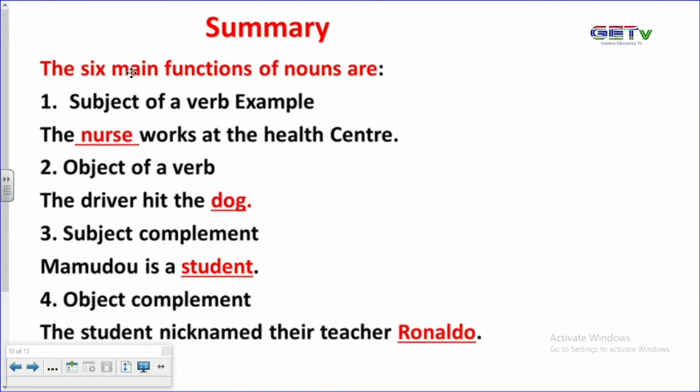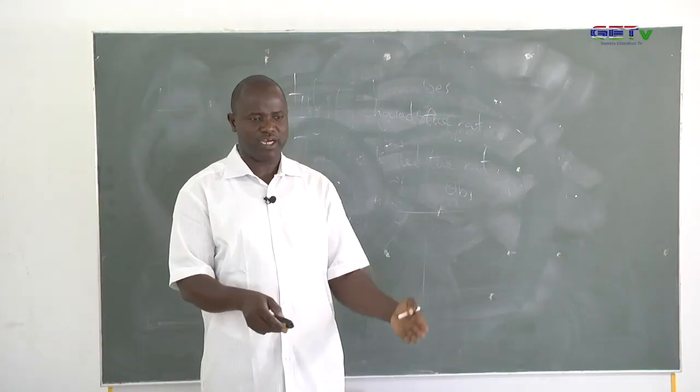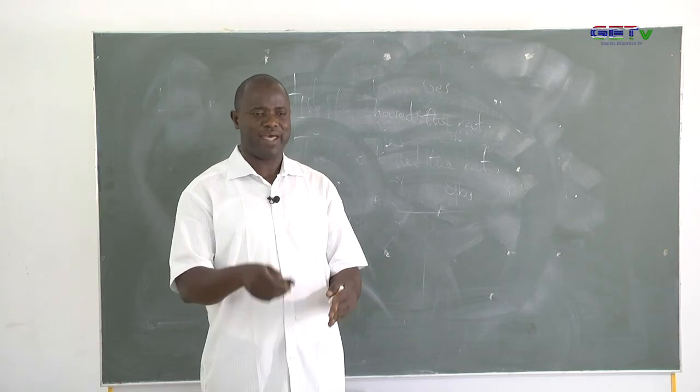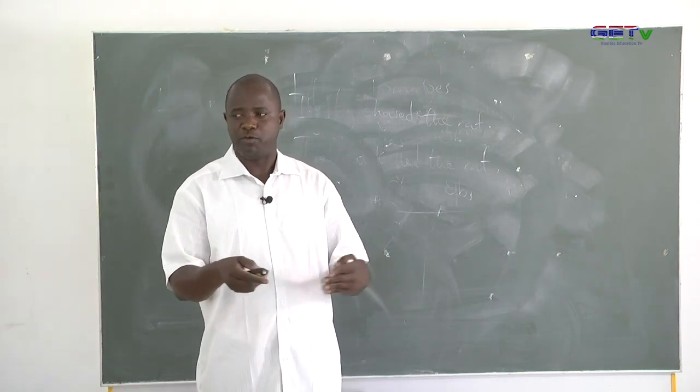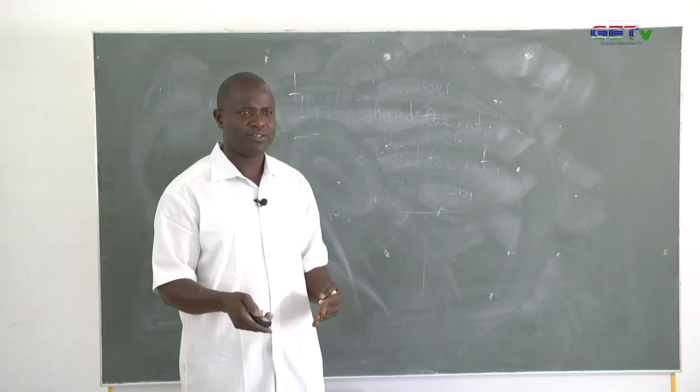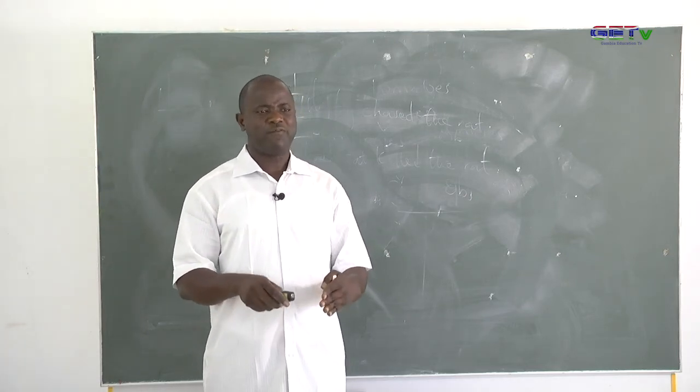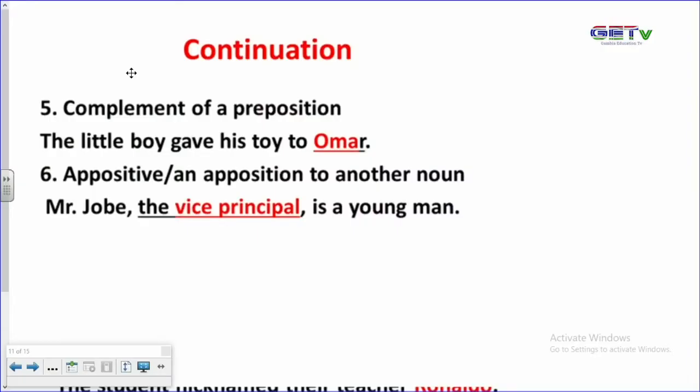So again, we have the students nicknamed their teacher Ronaldo. So here also we have direct and indirect object, as we discussed, that a noun can function as direct or indirect object depending on the position. We move on. Good. Complement of a preposition. A noun functions as a complement of a preposition when it comes after a preposition. We look at the example here.